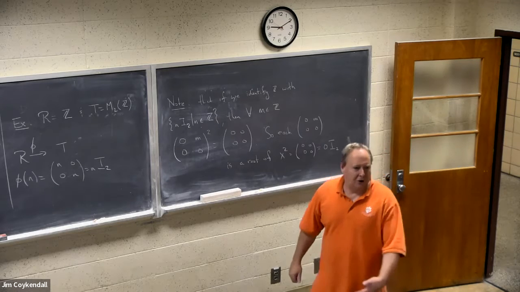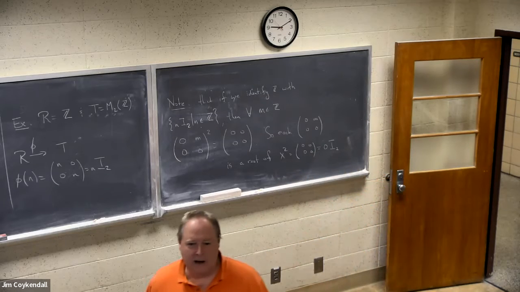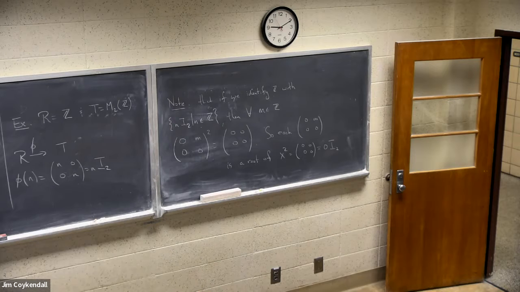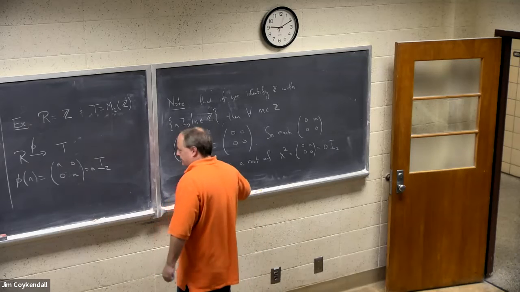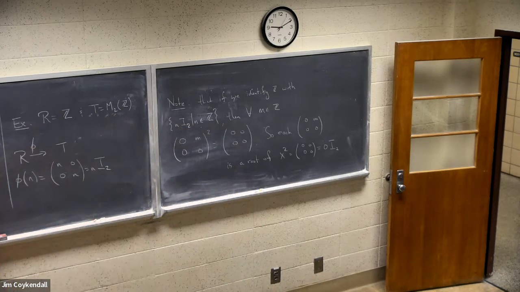And so this is kind of a disturbing example, right? Because here we have a degree 2 polynomial that has actually infinitely many roots, most of which are non-zero, right? Okay.